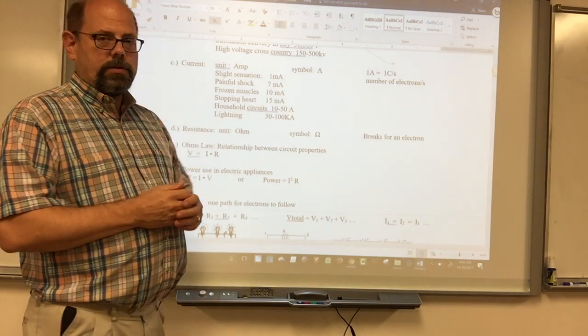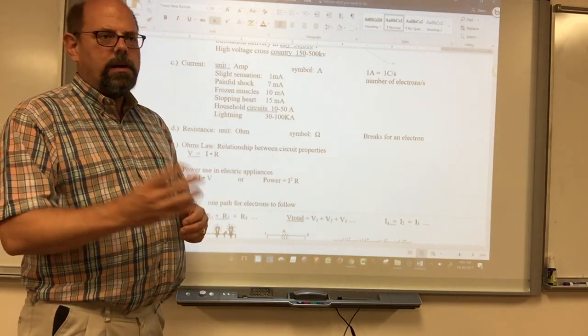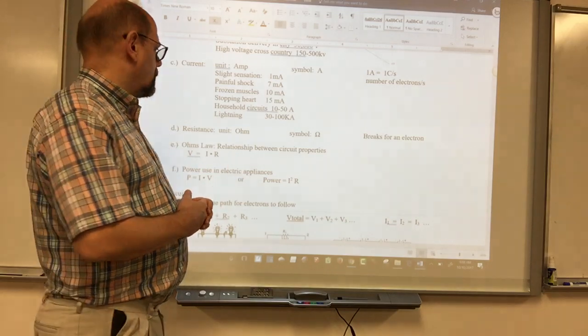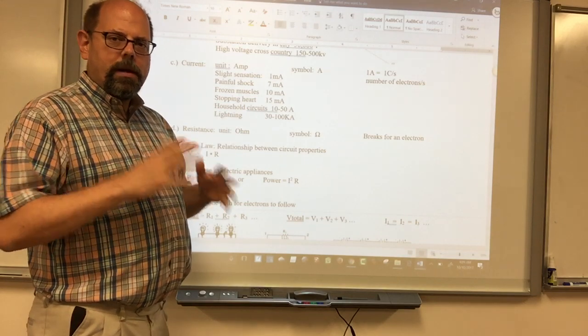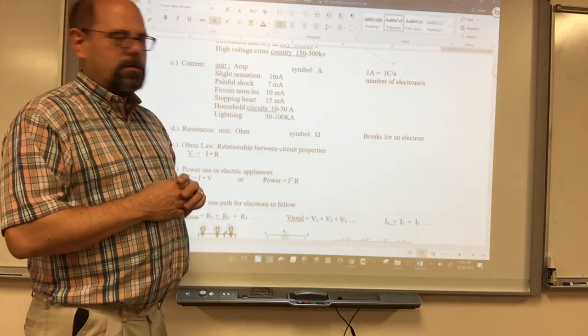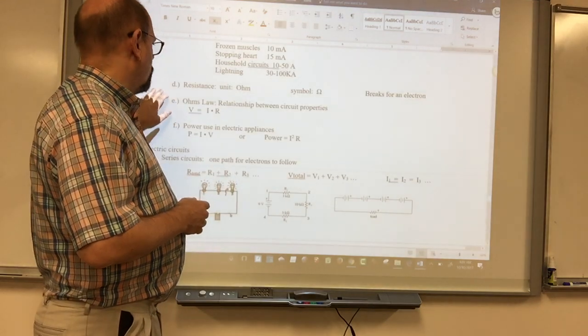And of course, household circuits run at about 10, and that's the smallest of the circuits that you can get, up to 50, usually for your stove or your fridge or those kinds of things, take a lot of energy. And lightning, of course, it's a huge pipe, 30 to even 100,000 amps. So that gives you an idea of how fast current is going.